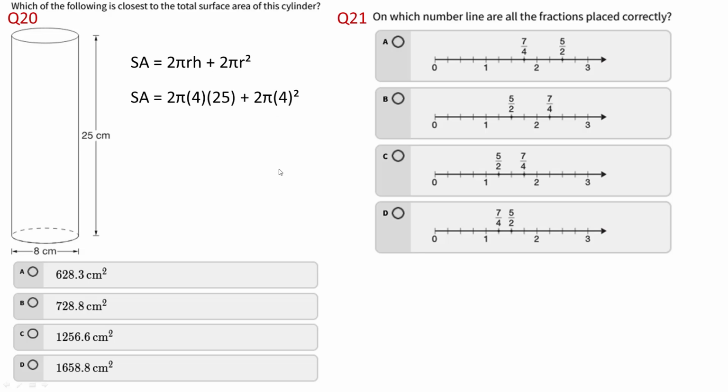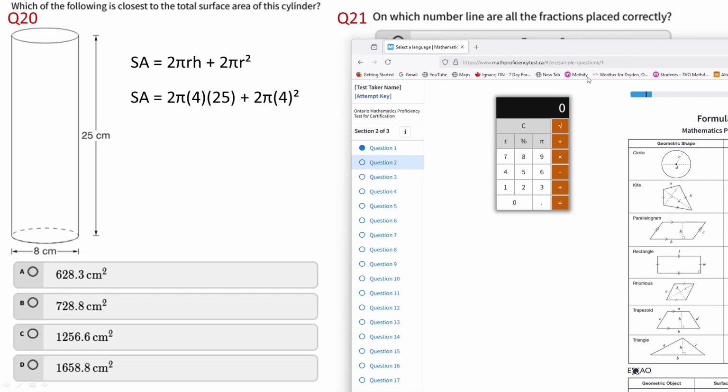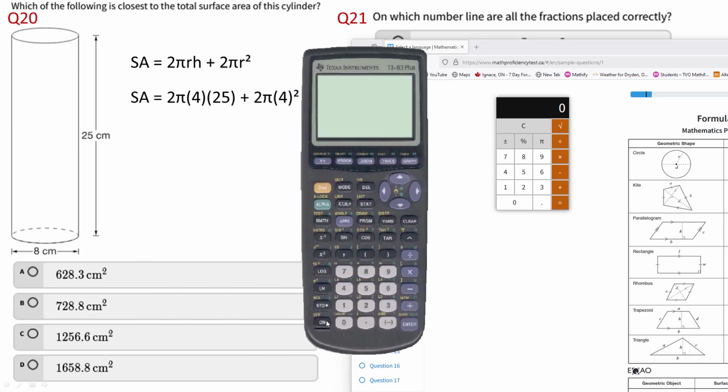Now, when you do these, you have to be careful because if you're using this calculator here, you can't, like in my calculator, I can punch this all in one fell swoop. I can go 2 pi times 4 times 25 plus 2 pi times 4 squared. Okay, and I'm going to get the answer. But this calculator doesn't work like that.